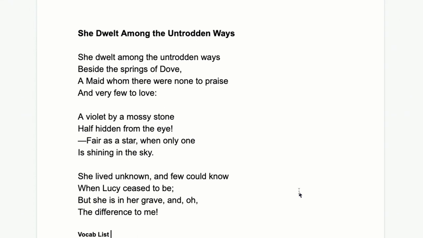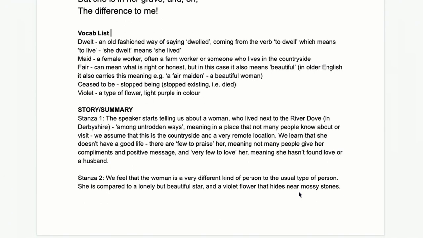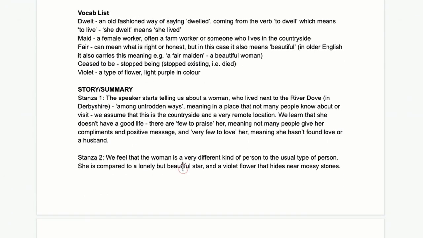So the very first thing we're going to do is just have a quick look at this vocab list. So a couple of words here, phrases: dwelt, it's a version of dwelled, which we still use nowadays. And if you dwell, it means you live, basically. It's like a dwelling as well as a house, or some kind of place where people live. So dwell just means live.